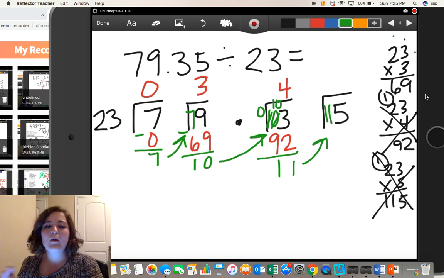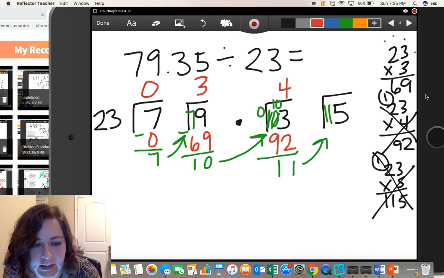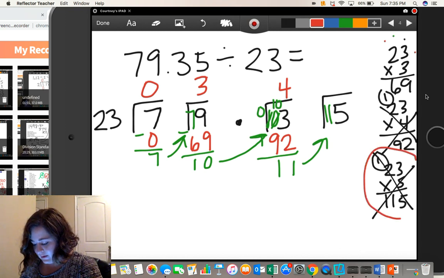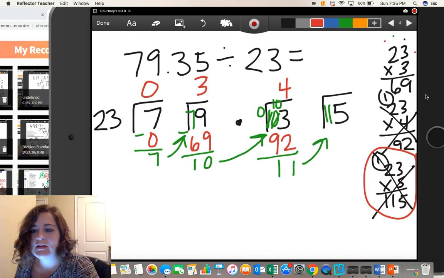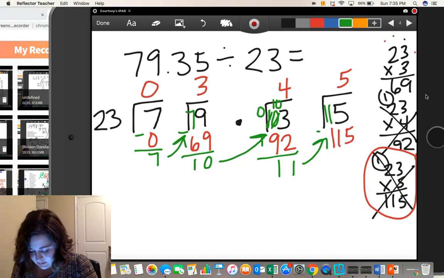And if we check our work, we need to see what number times 23 will get us closest to 115 without going over. But if you look over here, this is why you don't want to erase your work, guys, when you're working out these questions. We already did 23 times 5 gives us exactly 115, so we can't get any closer than that. 23 times 5 was 115. After you multiply, you have to subtract. 115 minus 115 is 0.